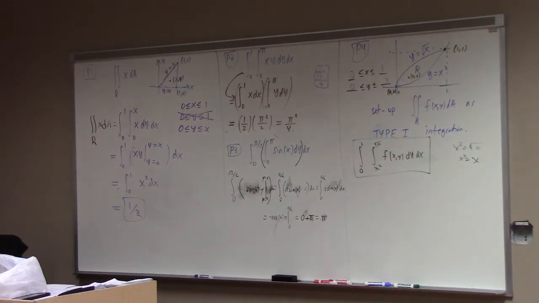Now you're getting there. Cosine squared theta d theta. But you got to change the bounds, man. You got to change the bounds.